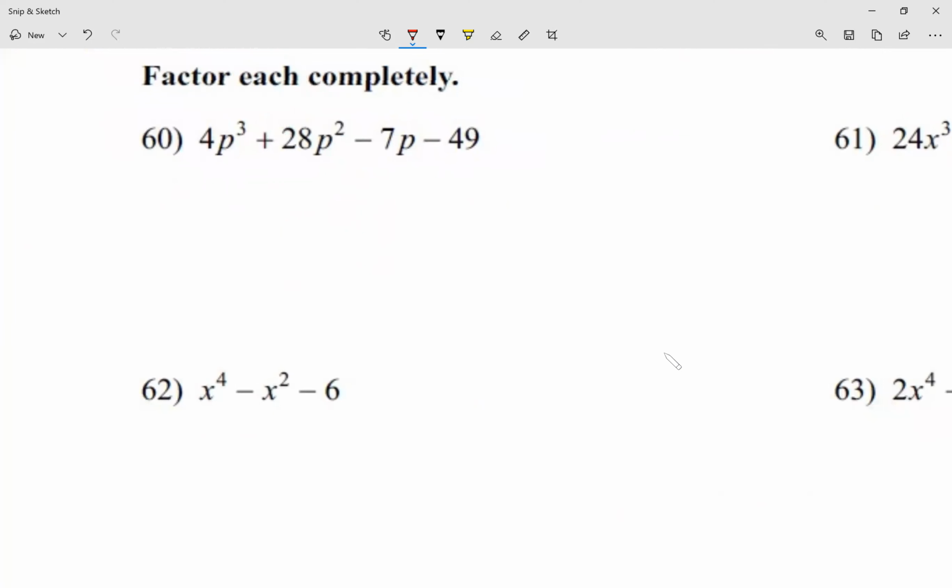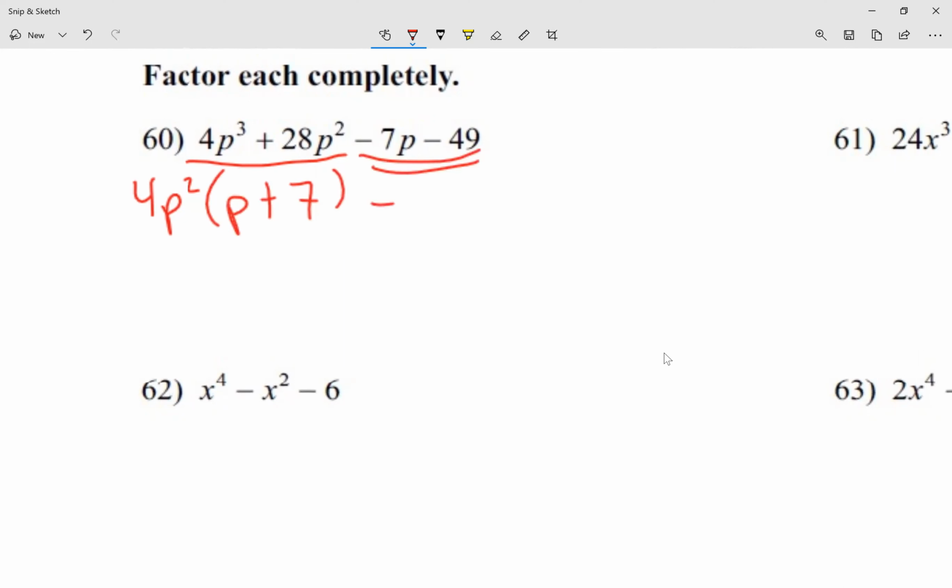First, we did grouping. What happens when there's 4 terms? I'm going to look at 2 terms at a time. Looking at the first 2 terms, I feel I can factor out a 4, p squared, right? I can divide everything by 4, and I can remove p squared. I go by the smallest exponent. So each number I'm going to divide by 4, and from each exponent in the p, I'm going to subtract 2. So I'm going to have 1p plus 7. Now looking at the last 2 terms, I feel I can divide each by a negative 7. So that's going to give me p plus 7.